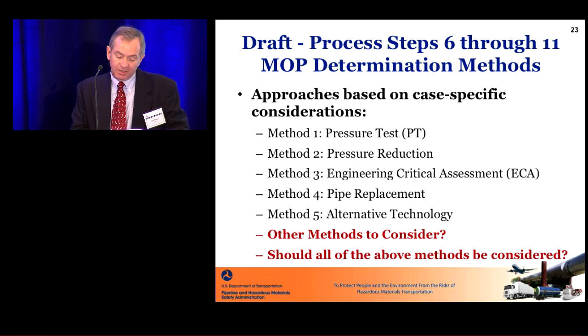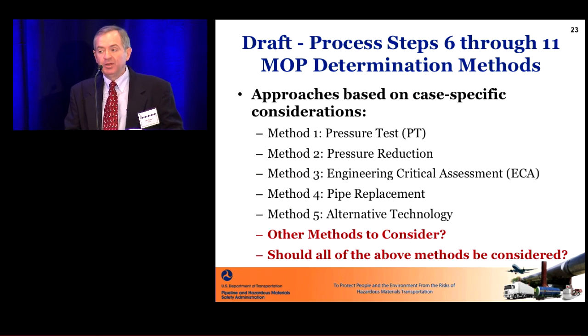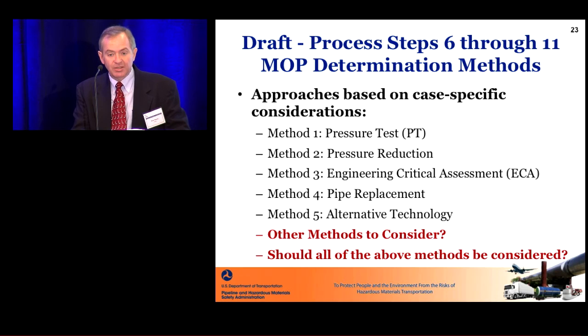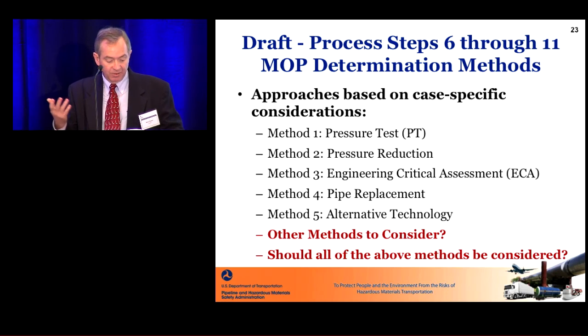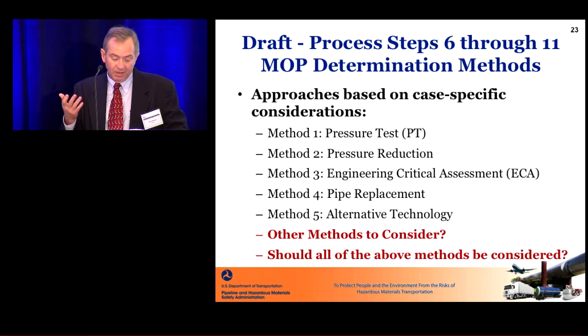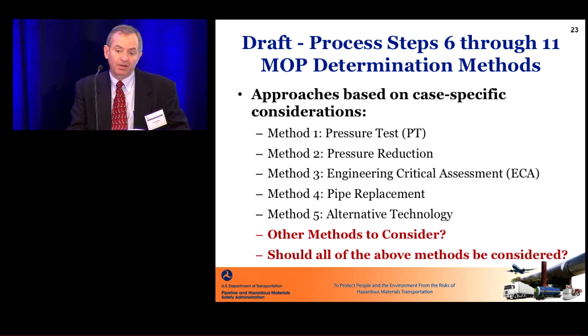The draft process, steps 6 through 11 on MOP determination. Again, these are the same things that I've gone through before. The methods that I think we would be wanting to consider if we did write up a proposed rulemaking would be pressure test, which you can do now, a pressure reduction, engineering critical assessment, which would be quite similar to what you should be doing under IMP now, under 452, where you're using ILI on your pipelines.